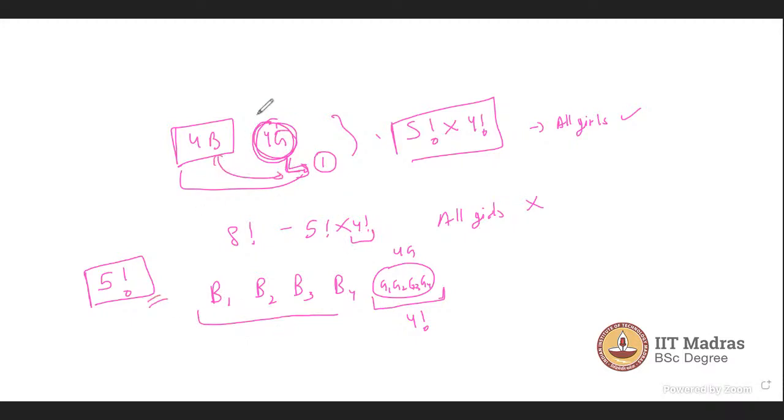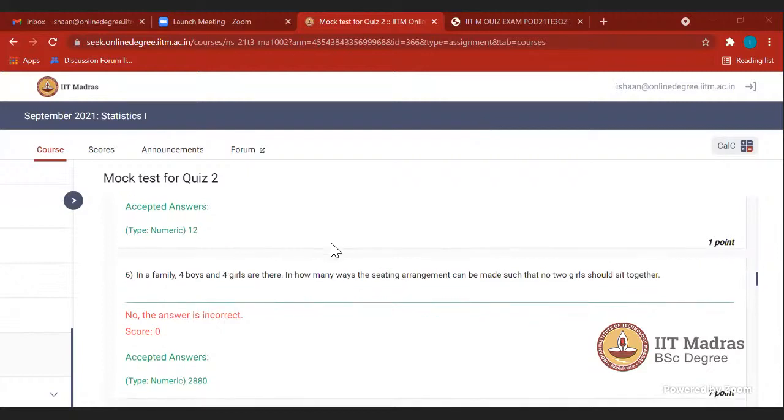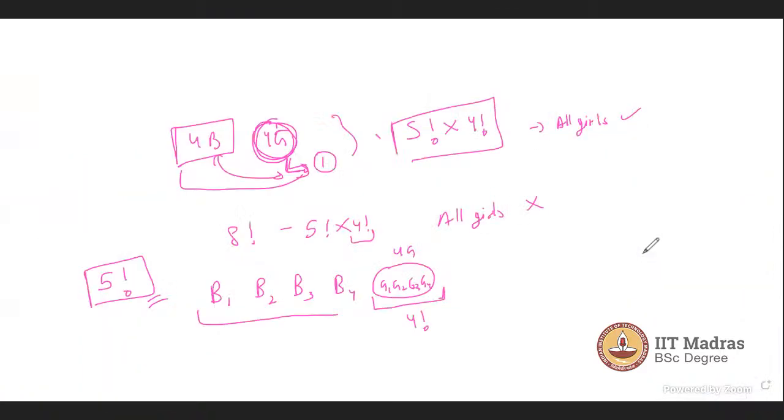Okay, sir. Sir, this 8 factorial, I didn't understand the 8 factorial. Can you explain that? 8 factorial is the total number of ways to arrange. In total, I have 4 boys and 4 girls. To arrange them, I have 8 factorial ways.